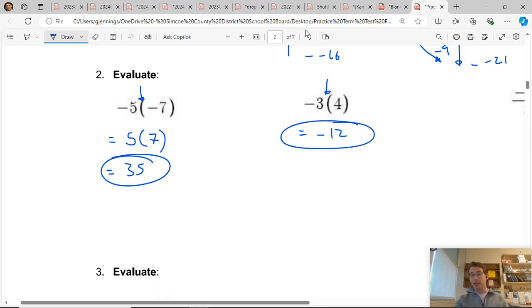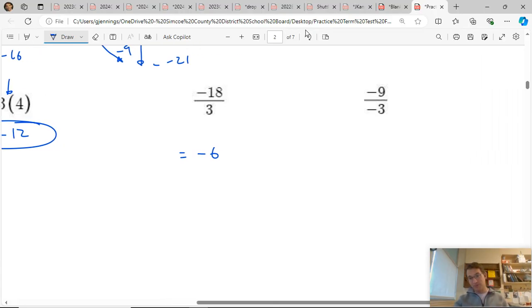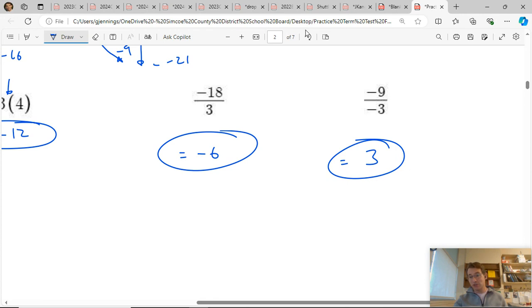Negative 3 times 4, well, a negative times a positive is a negative, so this is negative 12, final answer. What if I'm dividing? Well, negative divided by a positive is a negative, so this is negative 6, because 18 divided by 3 is 6. Negative divided by a negative, on the other hand, is a positive number. So this one is positive 3. Done, final answers.